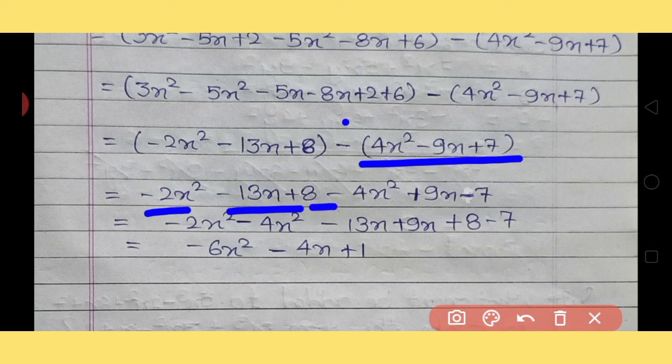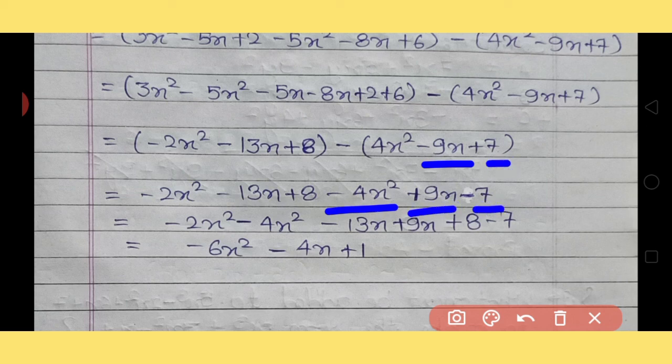The first expression can't be changed because no sign is given before the bracket, but before the second bracket there was a minus sign, so every number will be changed. Plus 4x square changes into minus 4x square, minus 9x changes into plus 9x, plus 7 changes into minus 7.